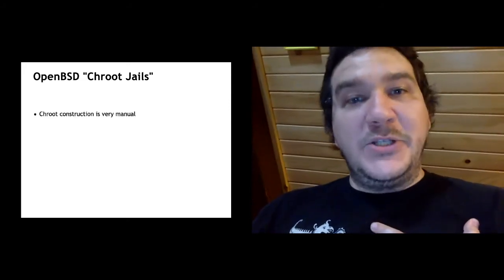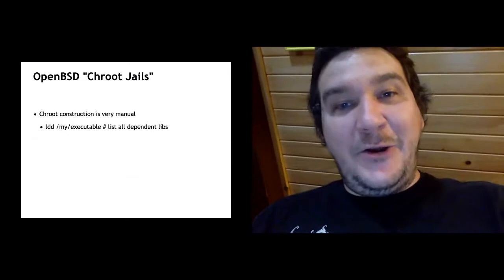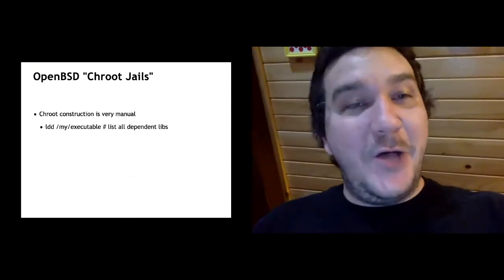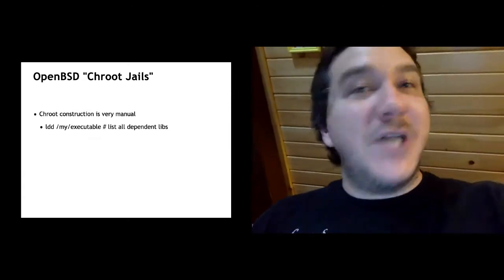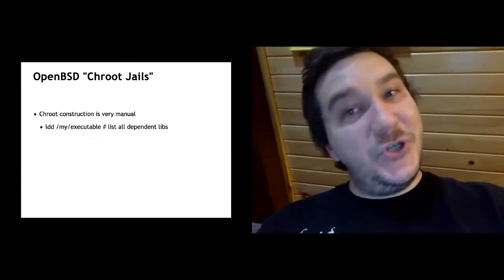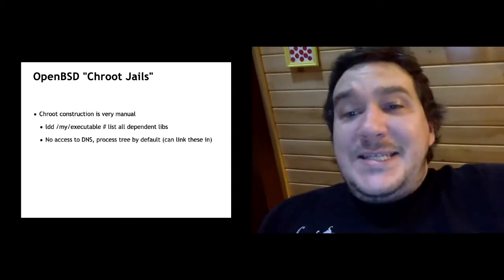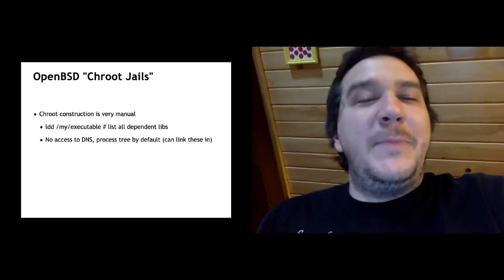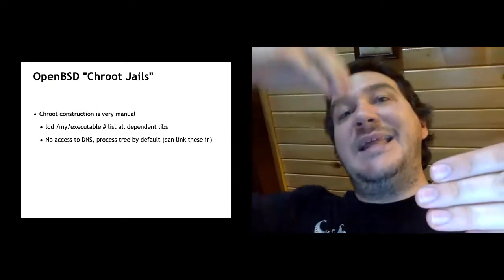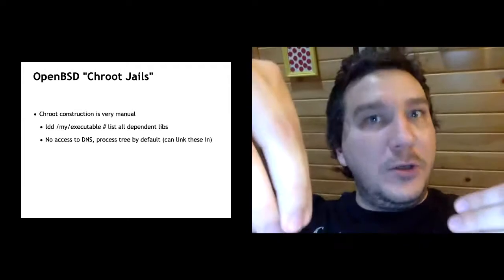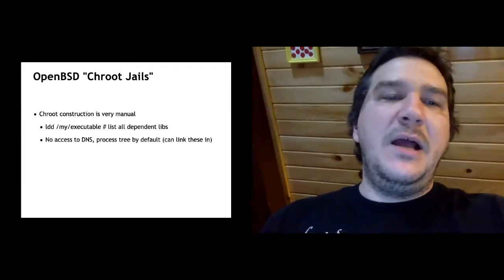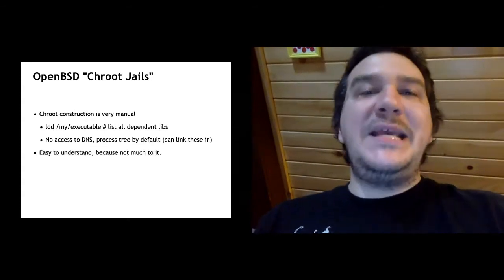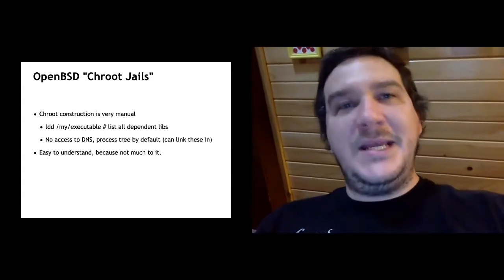It's a very manual construction. If you want to put stuff in there, you've got to look up all the requisite shared libraries and put them in there yourself. There is no Docker build for OpenBSD chroot. There should be. There's no access to DNS, so you've got to put in your resolv.conf by yourself. A lot of times what people do is they'll make the chroot, and then from outside, they will link in important stuff with hard links so that it doesn't take up any extra space. One thing that's cool about it, because there's not much, is it is easy to understand and audit. And that's what the OpenBSD people like about it.